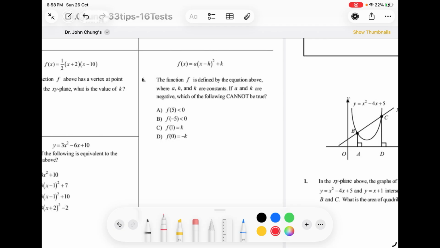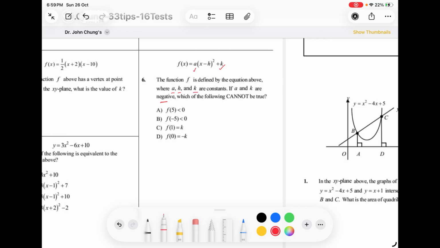Okay, let us do the last question. The function is defined by the equation above. A, H and K are constants. If A and K are negative, see, both A and K are negative, which of the following cannot be true?